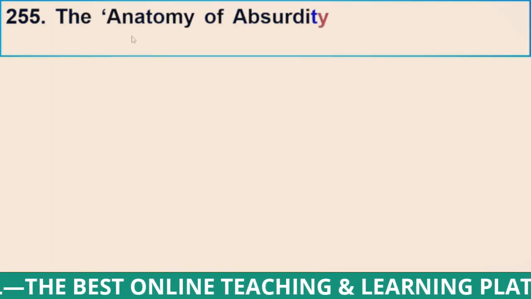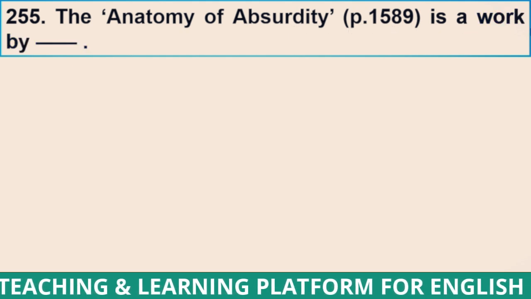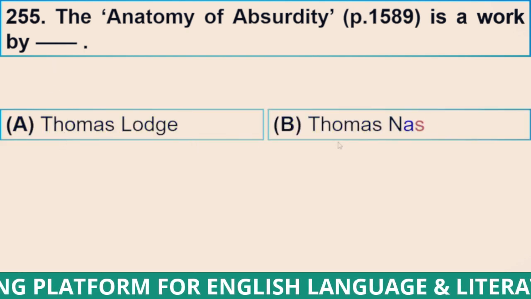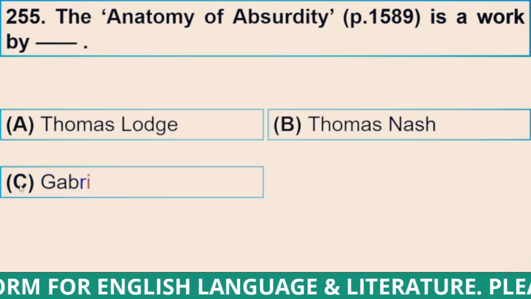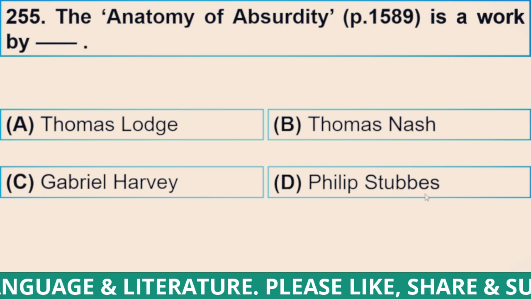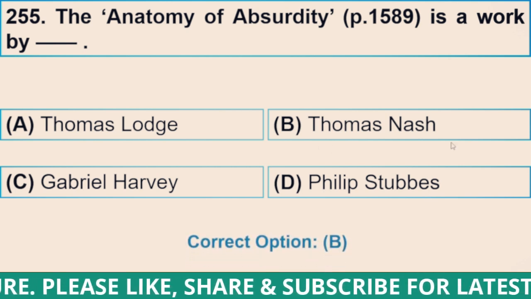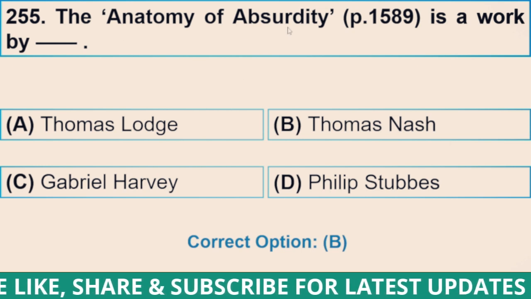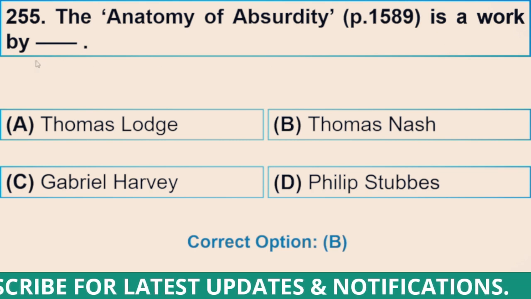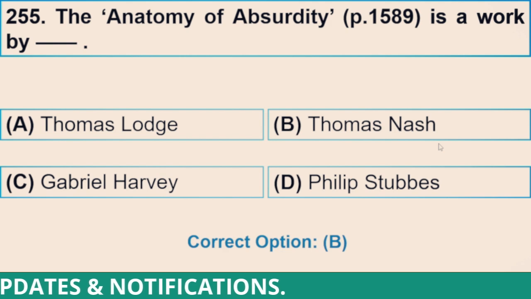The Anatomy of Absurdity, published in 1589, is a work by option A, Thomas Laws, option B, Thomas Nash, option C, Gabriel Harvey, and option D, Philip Stubbs. Here, correct option is B, Thomas Nash. The Anatomy of Absurdity, published in 1589, is a work by Thomas Nash. Alright, let's see next question.